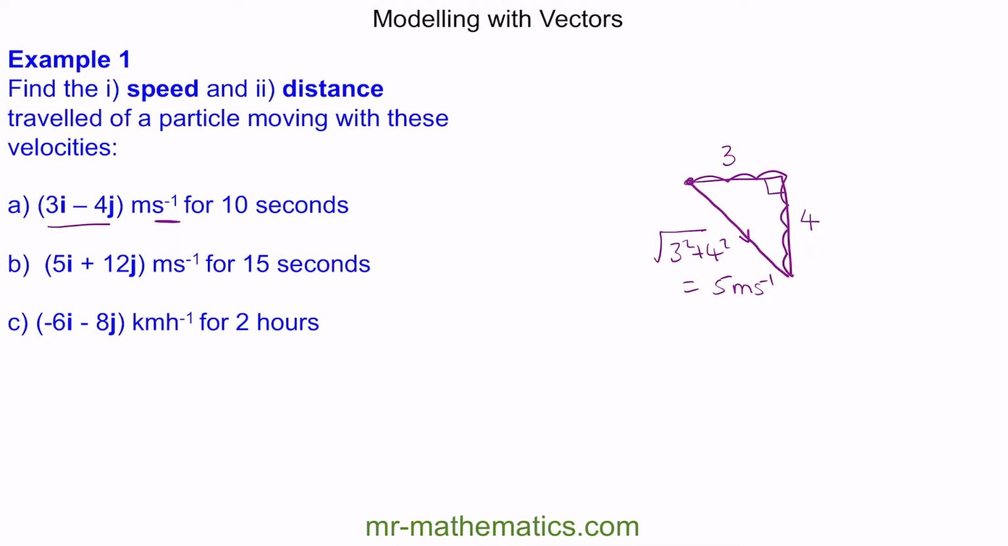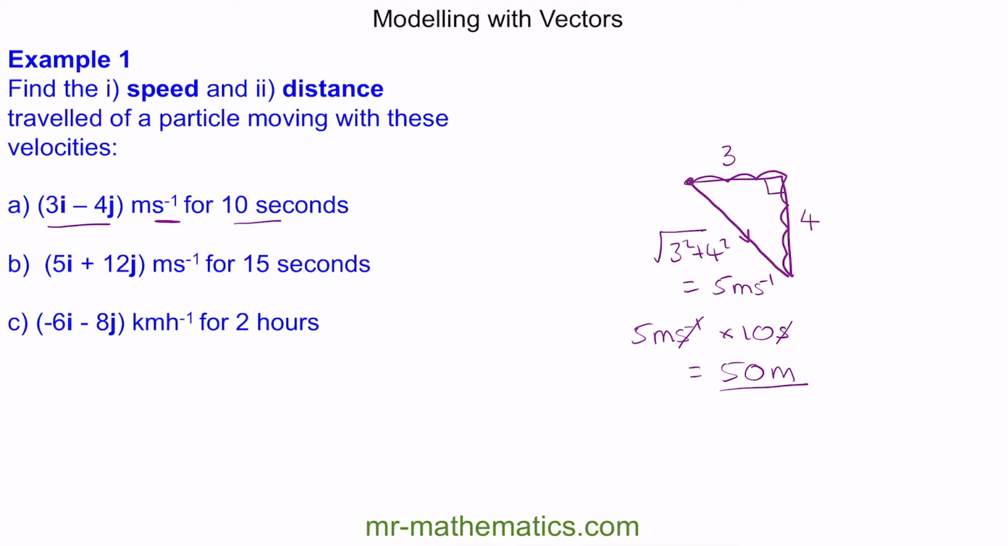Okay, so now we know the speed, we can work out the distance. If we're traveling at 5 meters per second, and we're traveling for 10 seconds, we multiply this by 10, the seconds cancel, and we're left with 50 meters. So this is how you can work out a speed and a distance from a velocity vector.